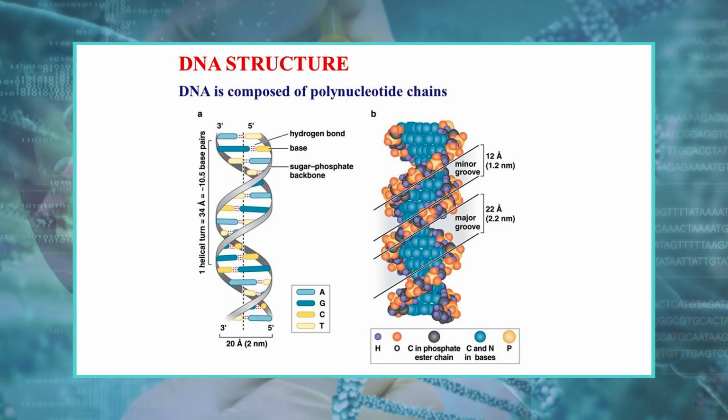The DNA is called a polynucleotide because the DNA molecule is composed of many nucleotides which are combined to create long chains called polynucleotides. As per the DNA structure, the DNA consists of 2 chains of polynucleotides.